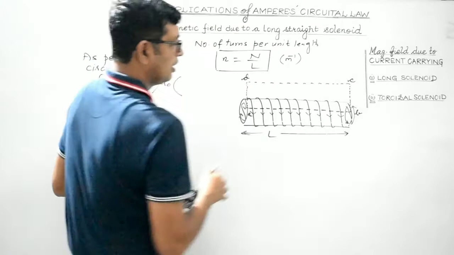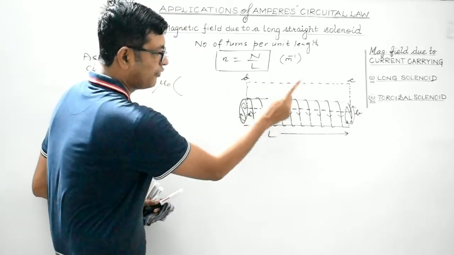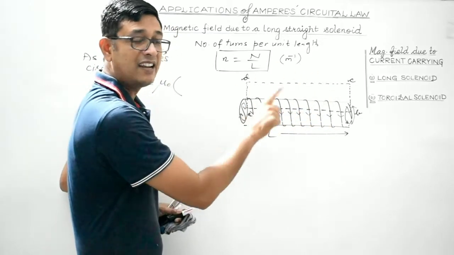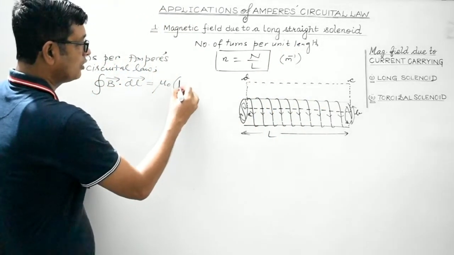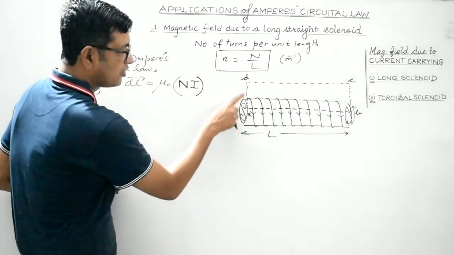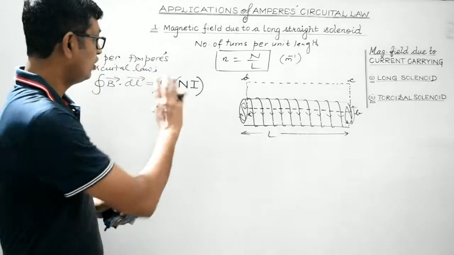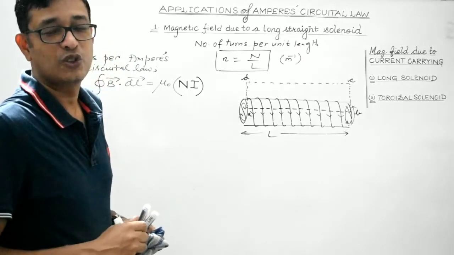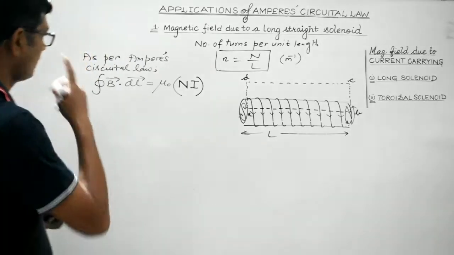This is the loop. How many times is current threading through the loop? 1 time, 2 times, 3 times, 4 times, 5 times. The number of turns, that is N times current is threading through this loop. So the net current threading through the loop is Ni. As per Ampere's circuit law, the right hand side is mu naught times the net current threading through the loop, so it will be mu naught Ni. Capital N is the number of turns, right?